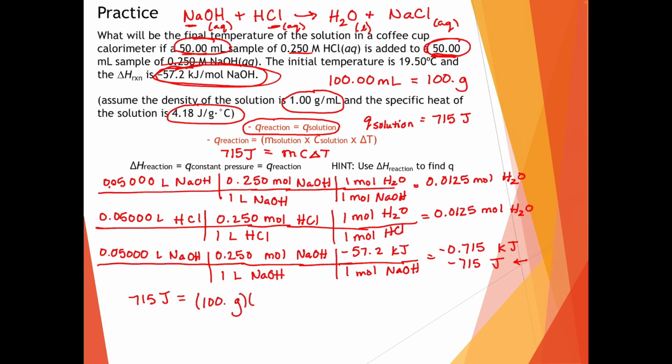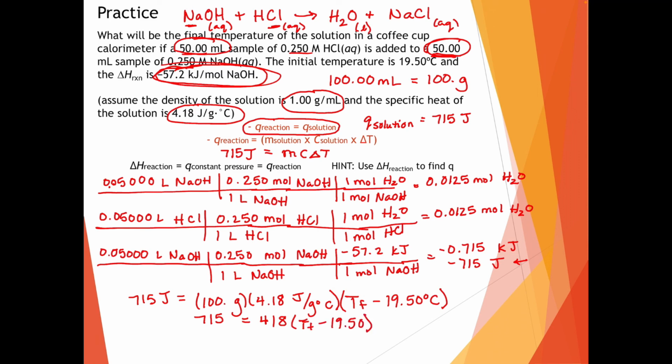Our C value is going to be the same as for water, 4.18 joules per gram degree Celsius. And then our change in temperature is going to be TF minus our initial temperature of 19.50 degrees Celsius. So if we go ahead and start solving this, we'll get 715 is equal to 418 times our TF minus 19.50.